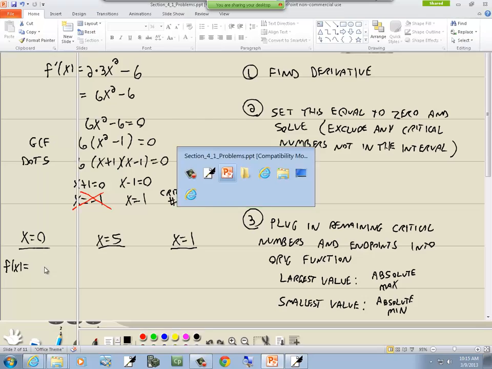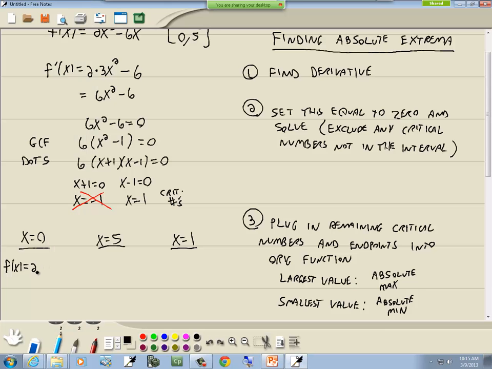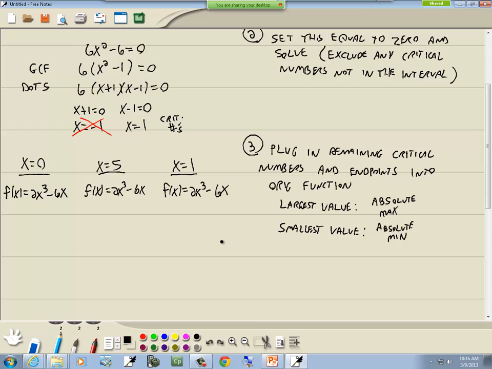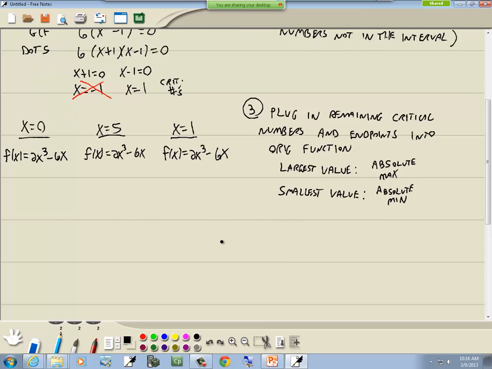So we're plugging in f of x is equal to 2x to the third minus 6x. Plug it in here too. So 2x to the third minus 6x, and 2x to the third minus the 6x. I'm not going to do all these by hand. We'll use the TI-83, TI-84 calculator to make this a lot easier.